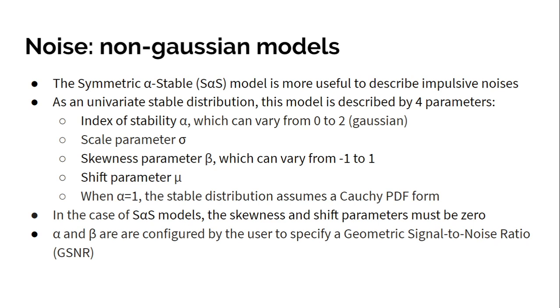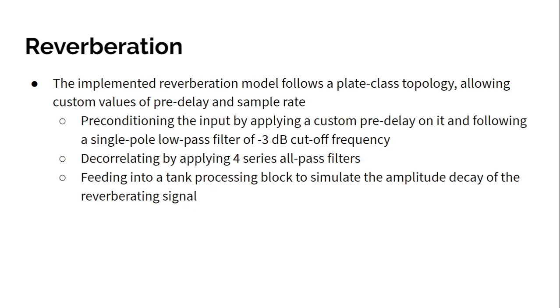The important thing here is that in the case of S alpha S, the model imposes beta equal to 0 and mu equal to 0. The parameters, as I said before, alpha and sigma are going to be configurable by the user to determine a specific geometric signal-to-noise ratio. I'm going to explain this concept a little later. Impulsiveness degree. This parameter will then account for the severeness of the noise in the simulator.